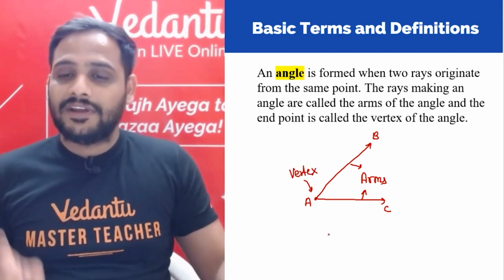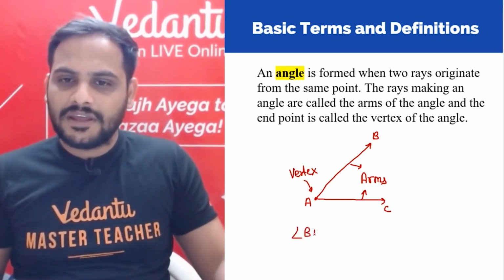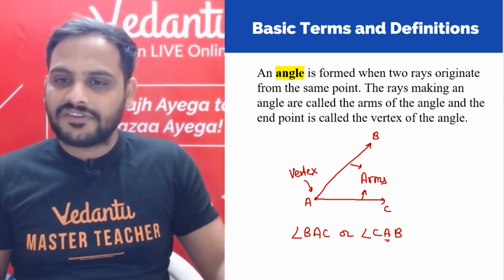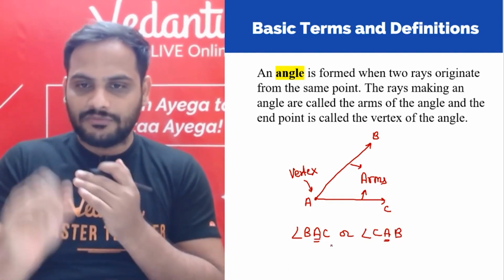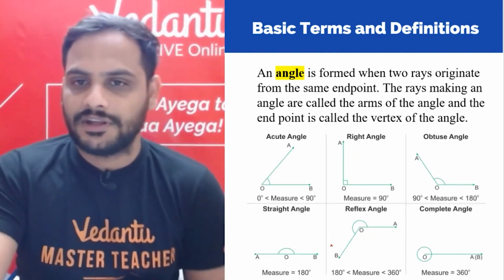Okay. And when I name an angle, remember I can either name it angle BAC or I can call it angle CAB, but A must be in the middle. Vertex must be in the middle. So whatever is in the middle, at that point the angle is formed. That is the vertex. Alright.